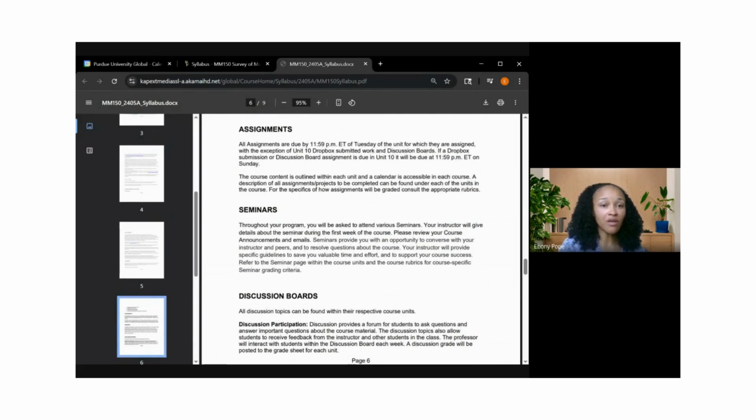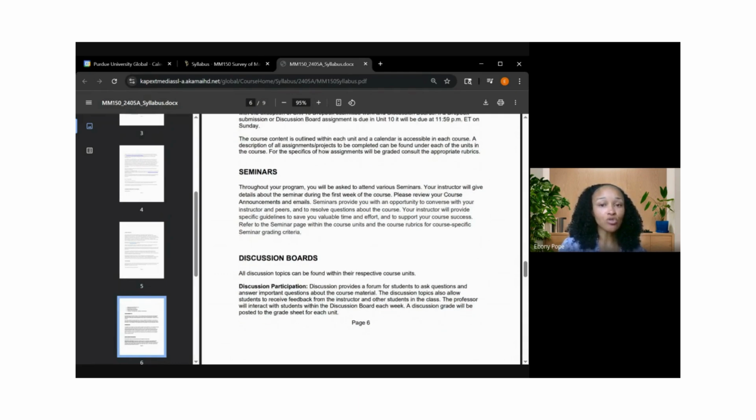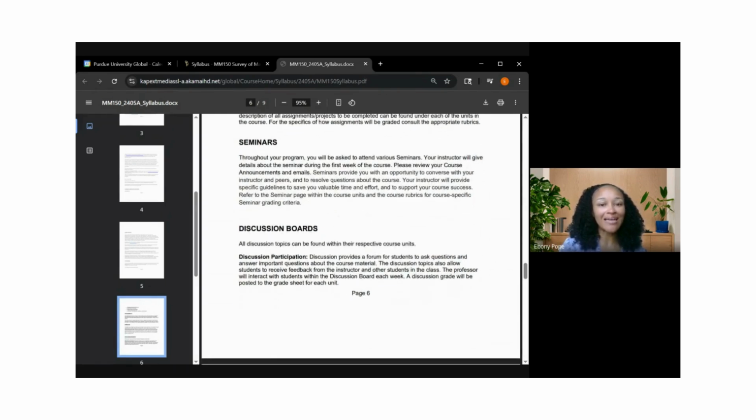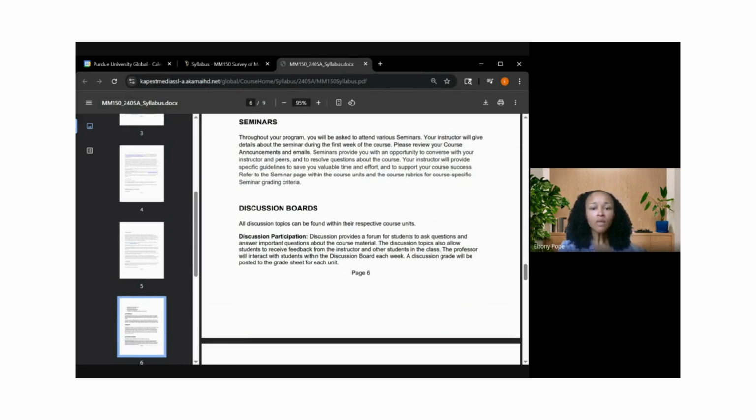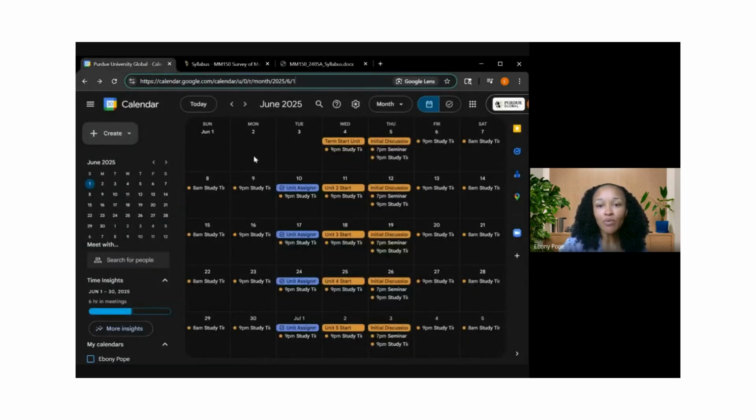So here, the end of each unit is Tuesday, 11:59 p.m. That is when assignments are due. This also says that if a Dropbox submission or discussion board assignment is due in Unit 10, it is due by 11:59 p.m. on the Sunday of Unit 10, so not the Tuesday. So pay attention to those dates so that you know when things are due and you're not late turning things in, okay? And also make sure, with your discussion boards, that you check the specific days and times you will have to turn in your different discussion posts, your initial post as well as your replies to other students.